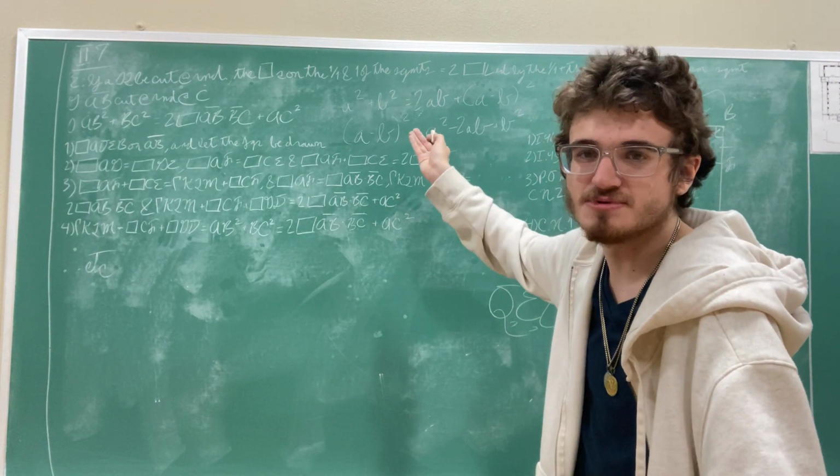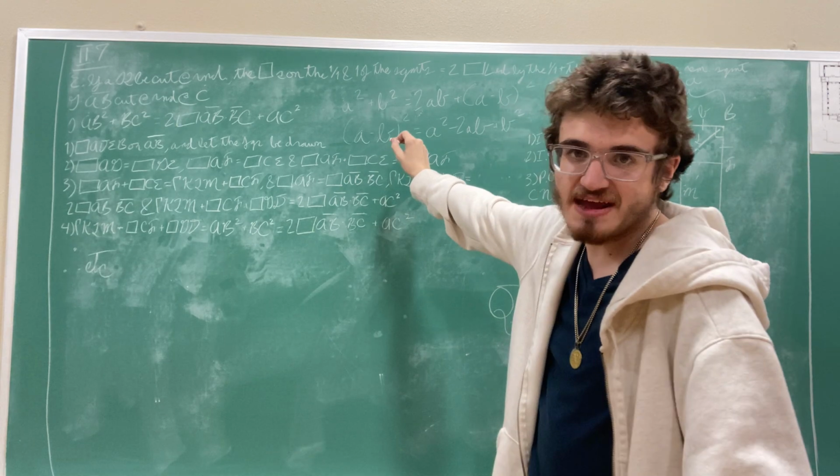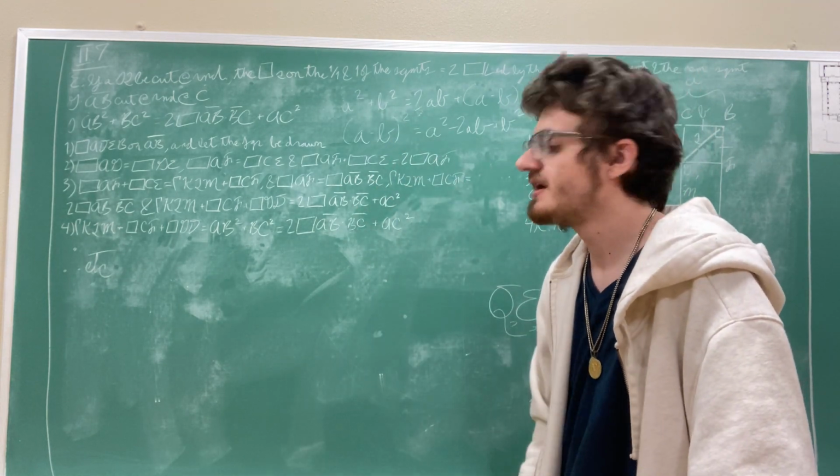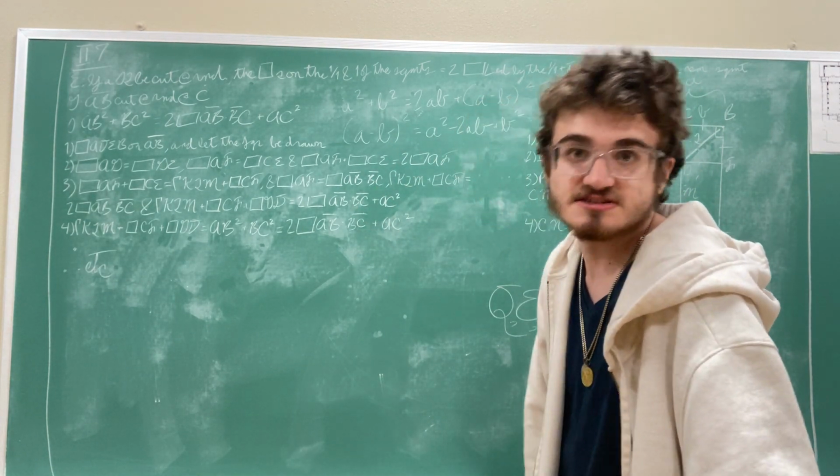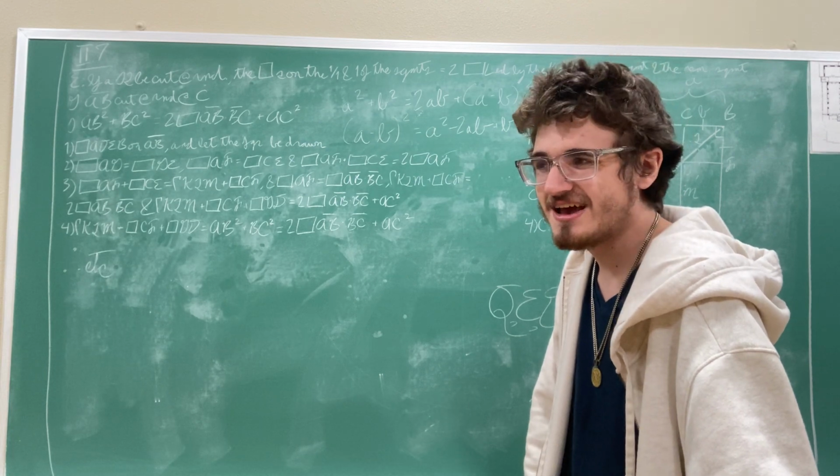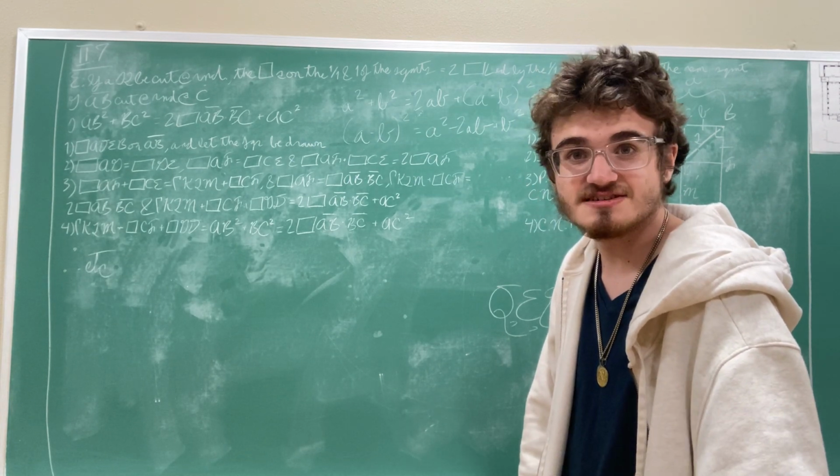And so the essence of proposition II.7 is the expansion of A minus B squared. And that is all I have to say about this proposition. So I will move on to 2.8.